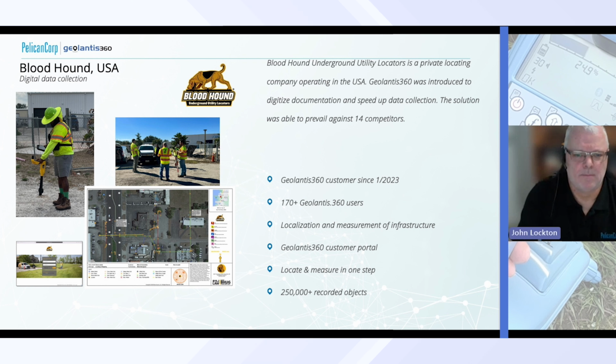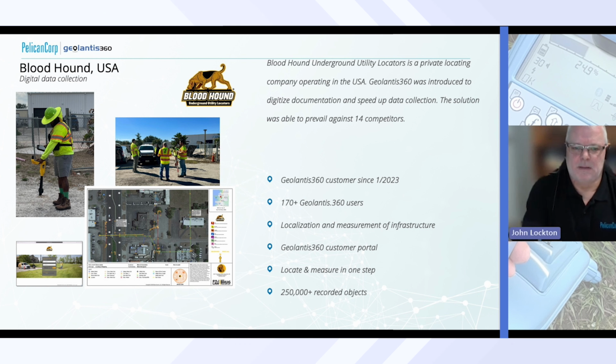The US is a bit different in that their focus is very much painting on the ground. So for each type of utility, different color paint goes on the ground. And that's been the traditional way for locators to operate. What we're doing with Bloodhound is, at the same time as painting on the ground, to capture the digital information. So capture XYZ information, capture your photographs, capture any field notes at the same time, so that they can then provide that data to their end users as an additional value add.